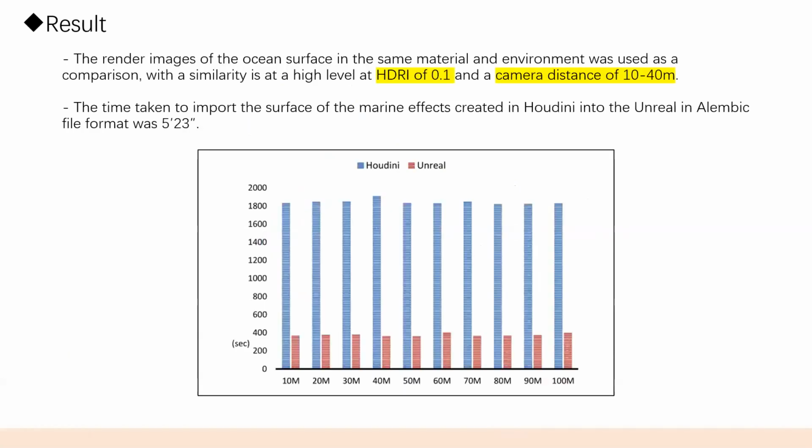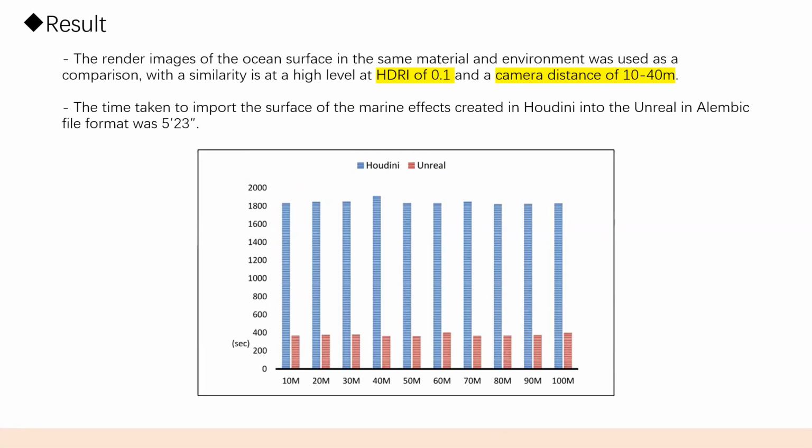So the render images of the ocean surface in the same material and environment were used as a comparison, with the similarity at a high level at an HDRI of 0.1 and a camera distance of 10 meters to 40 meters. The ocean wave effects created in Houdini were reproduced in engine with the aim of reducing the time cost.